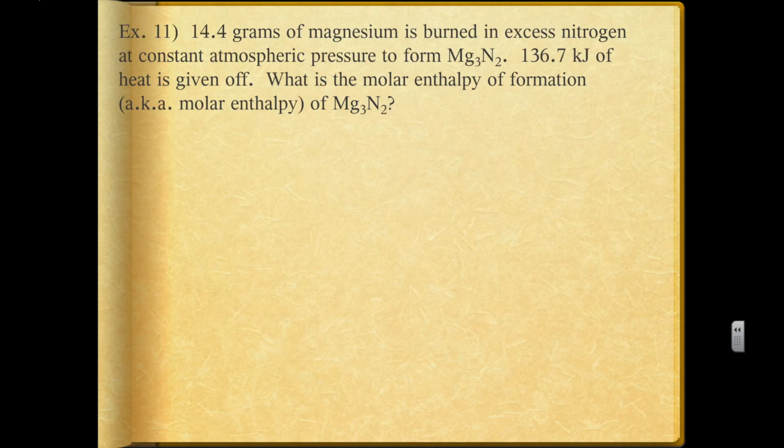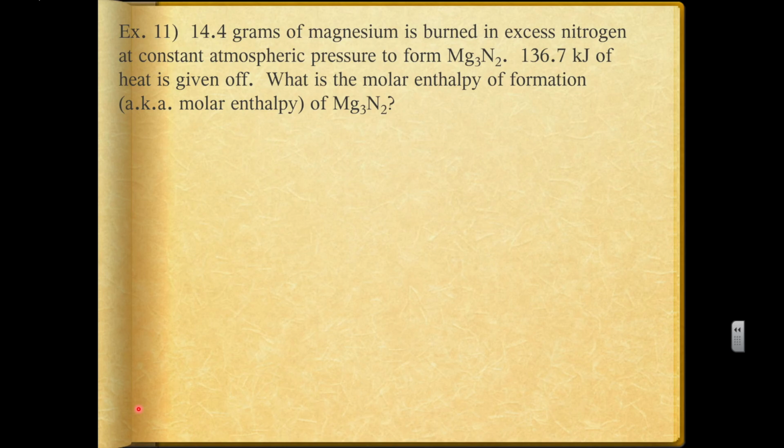Okay, we'll get one last one in here. We'll have 14.4 grams of magnesium burned in excess nitrogen at constant atmospheric pressure to form Mg3N2, magnesium nitride. 136.7 kilojoules of heat is given off. What is the molar enthalpy of formation, aka molar enthalpy, of Mg3N2? So what I'm asking for is the kilojoules per mole of that.